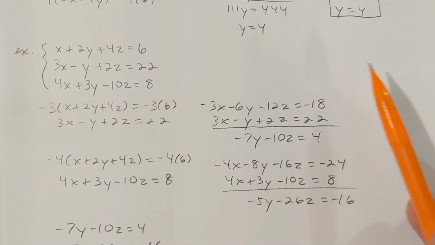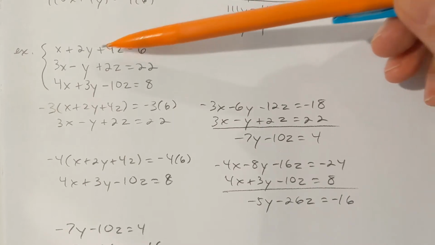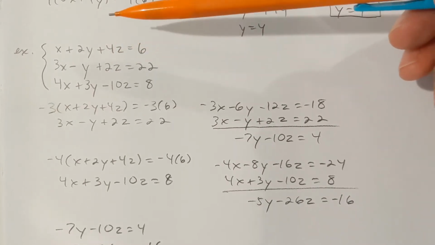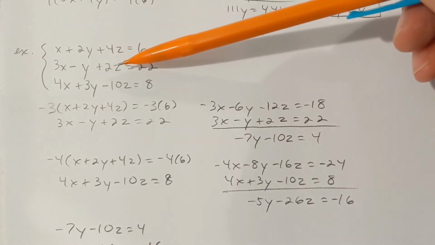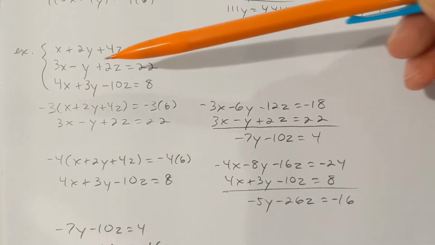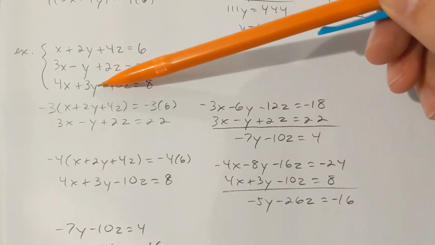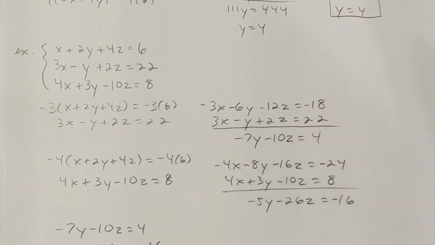If I were to check that: 6 minus 4 is 2, plus 4 is 6. That looks good. In the second equation, we are looking at 18, plus 2 is 20, plus 2 is 22. That looks good. And in the last equation, 24 minus 6 is 18, minus 8 is 10. That looks good.